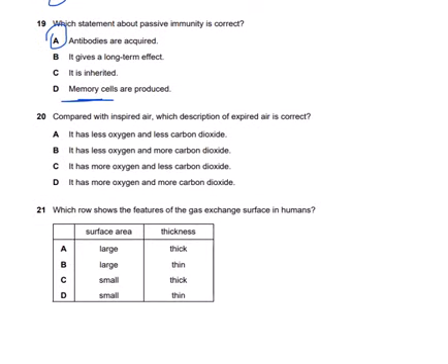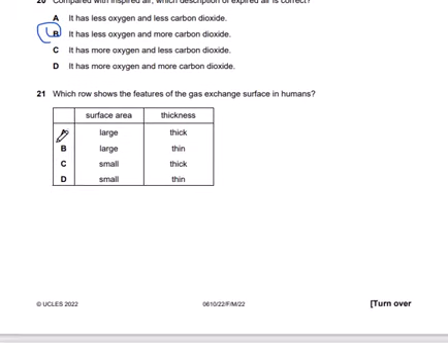Compared with inspired air, which description of expired air is correct? It has less oxygen and more carbon dioxide. Which shows the features of gas exchange surface in humans? It has a large surface area to increase the gas exchange, and it has thin walls so that the gas exchange could occur rapidly.